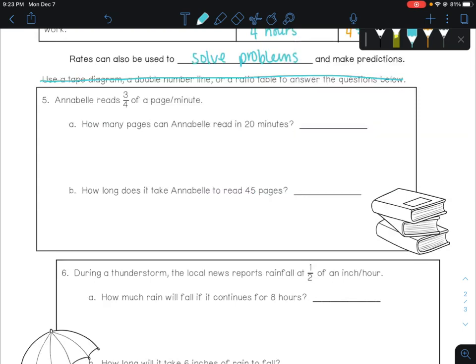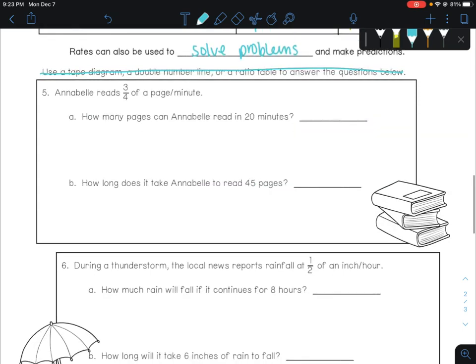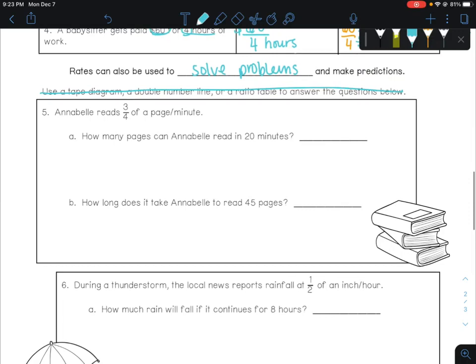Rates can also be used to solve problems and make predictions. This is something we already were doing with our ratios. So we're not actually going to use any of these methods. We're going to use just the proportion, the method that we've been using with the 2 equal fractions. So number 5, Annabelle reads 3/4 of a page per minute. How many pages can Annabelle read in 20 minutes?